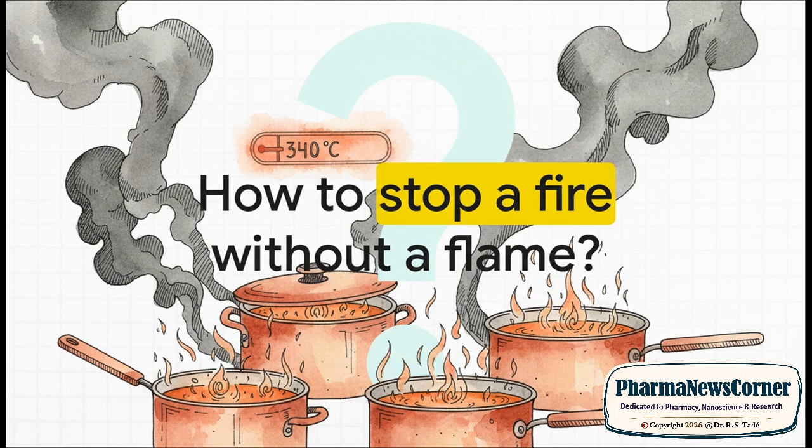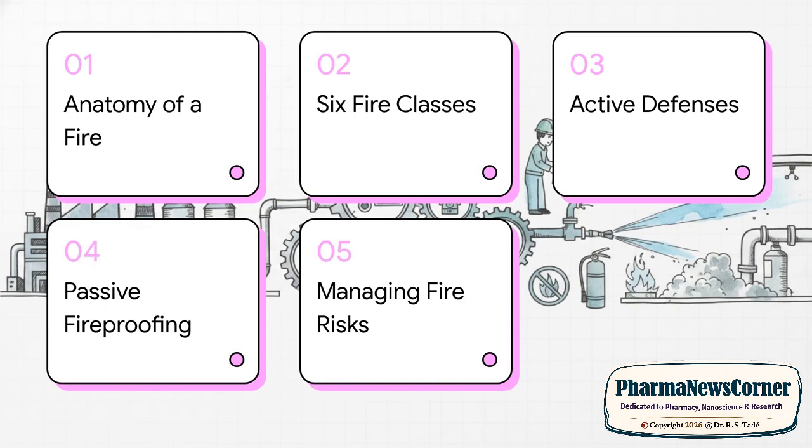So let's just start with this. How exactly do you stop a fire that doesn't even need a flame to start? We usually think of fire as needing a match or a spark, right? But if you look at Class F fires, these are the ones involving cooking fats and oils, they can reach auto-ignition at 340 degrees Celsius. Literally, at that temperature, the oil just bursts into flames all on its own. Absolutely no spark required. And that right there is the kind of extreme chemistry that safety engineers are battling every single day. Okay, let's dive into this.